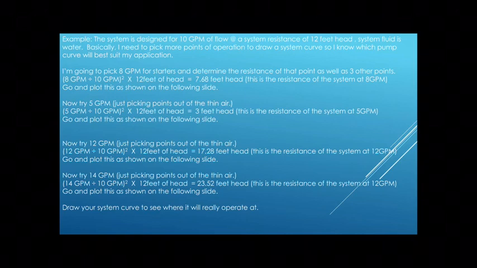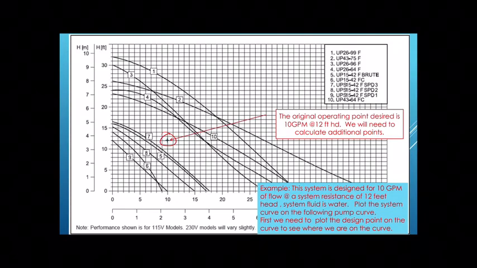So we just need to plot the system curve and figure out where things are going to run. So I picked several different points. I ended up picking 8 GPM, and I'm just picking these out of thin air. I'm just trying to figure out where I am going to run.